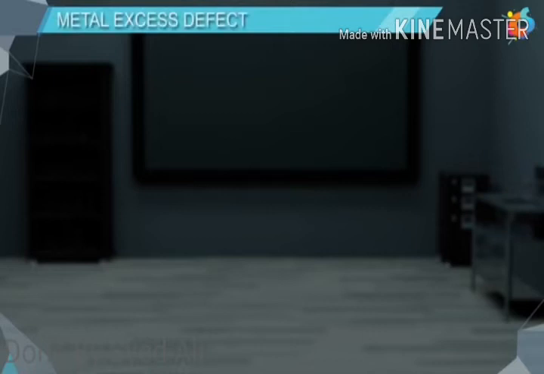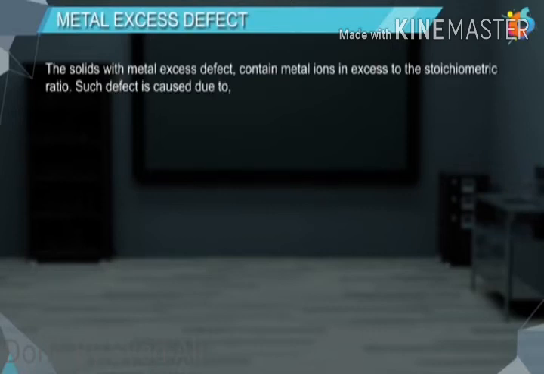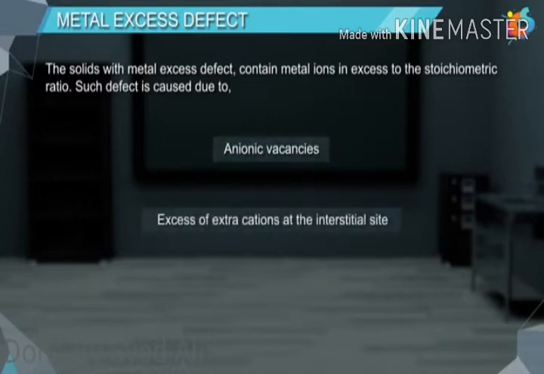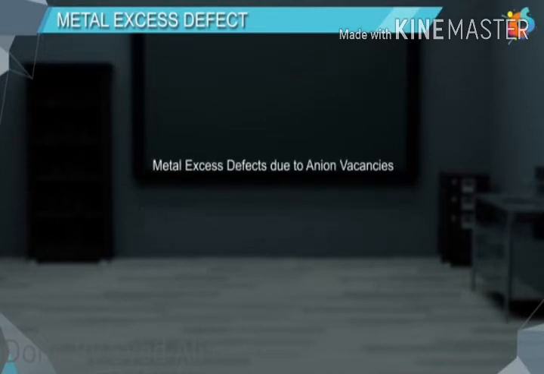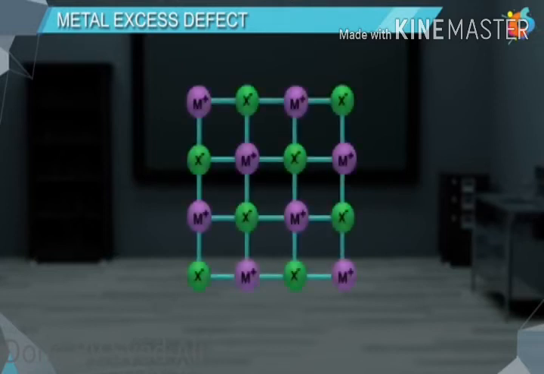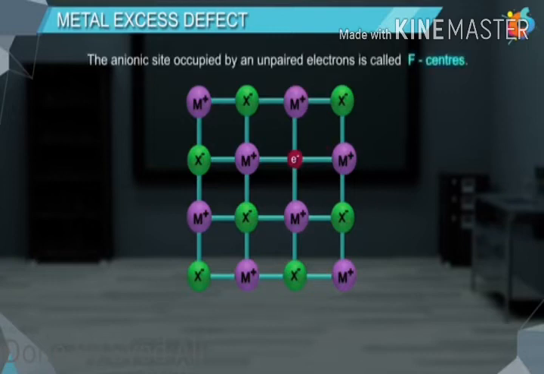Metal excess defect. The solids with metal excess defect contain metal ions in excess of the stoichiometric ratio. Such defect is caused due to anionic vacancies or extra cations at interstitial sites. Metal excess defects due to anion vacancies. In ionic solids, an anion may be missing from the lattice site, leaving a hole which is occupied by an electron to maintain electrical neutrality.